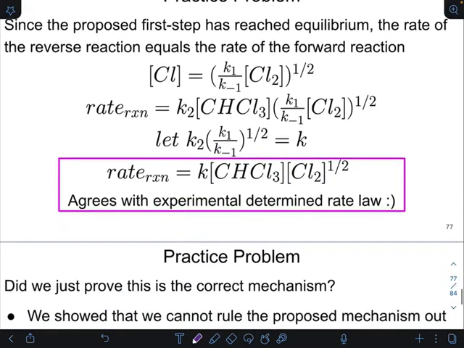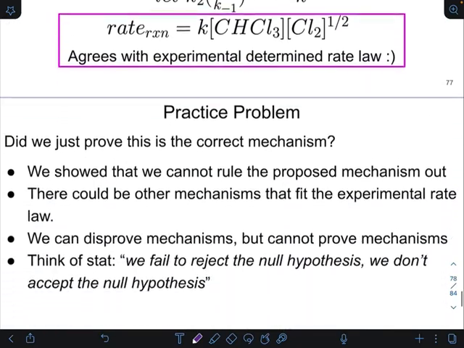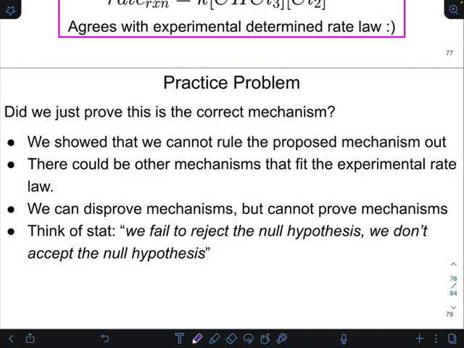Okay, and we get something that agrees with the experimentally determined rate law. Something important is that we did not prove that this is the correct mechanism. We just showed that we cannot rule it out. There could be other mechanisms that are also plausible that fit the experimental rate law. To determine which one is a better mechanism, we would need to do more experiments to try to disprove one of the mechanisms. This is very similar to stats, because I'm a stat person. You cannot accept your null hypothesis. We just failed to reject it. So we failed to reject this mechanism, but we are not accepting this as the correct mechanism.